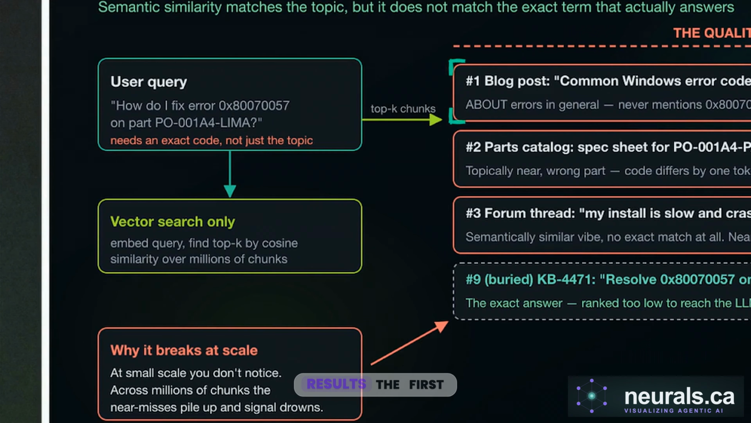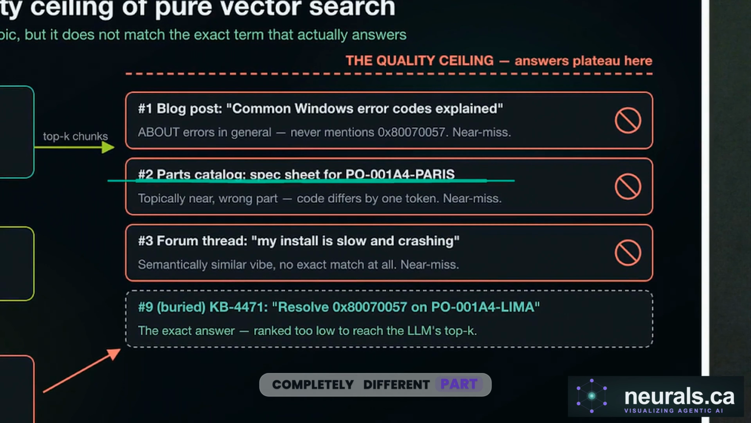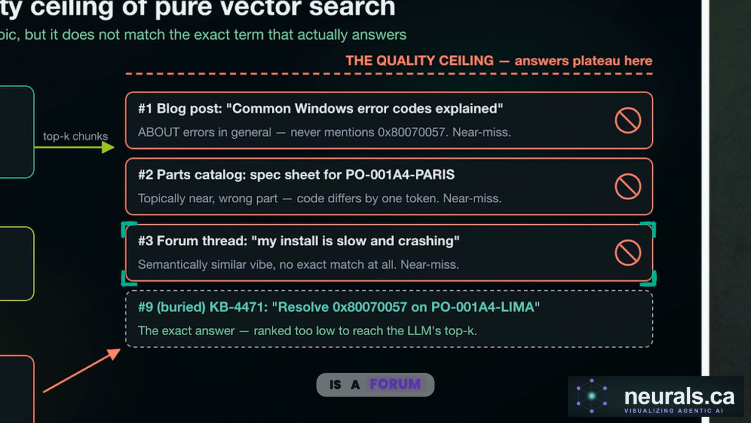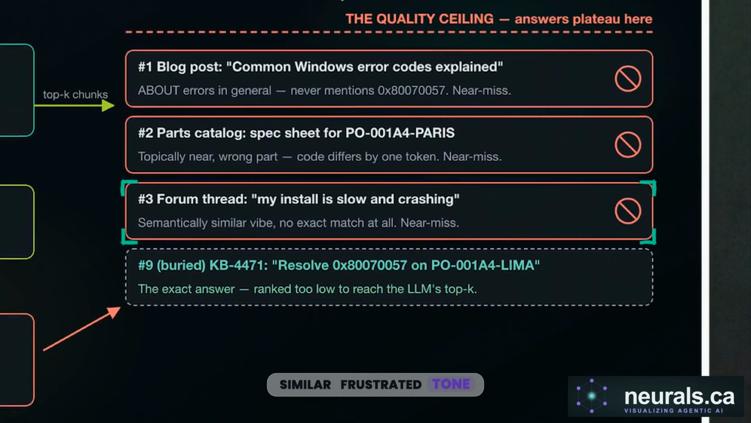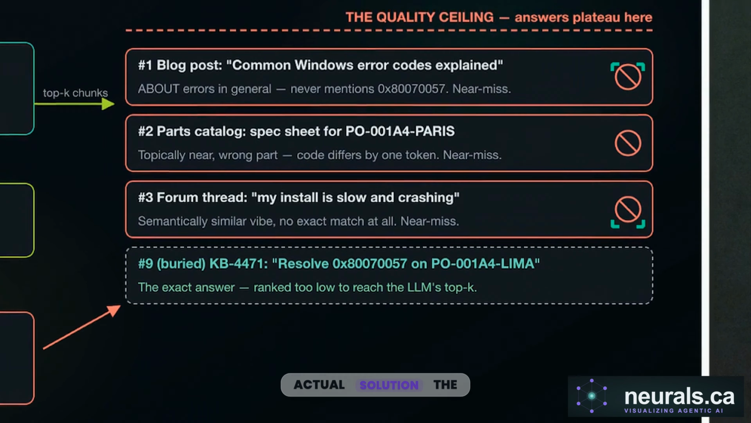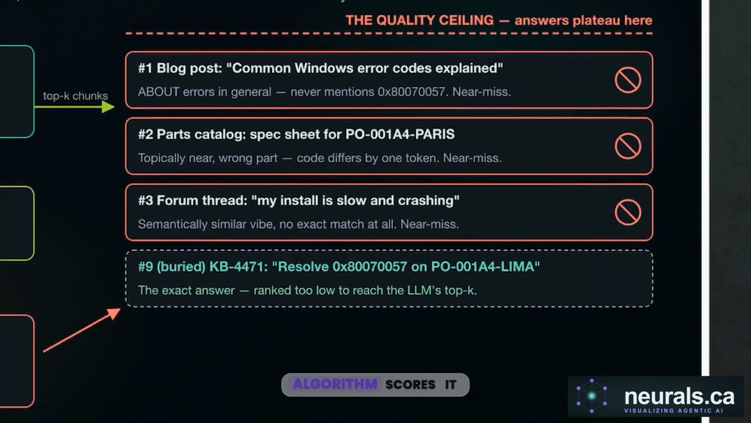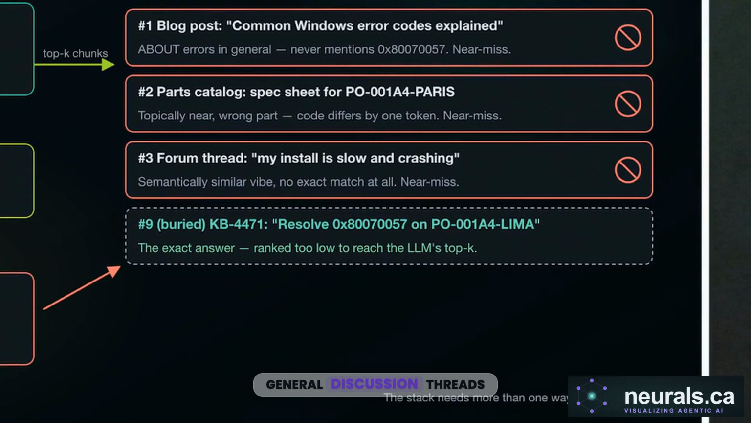Look at the top 3 results. The first is about errors in general. The second discusses a completely different part, PO-001A4-Paris, which differs by just 1 token. The third is a forum thread with a similar frustrated tone. They are all semantically close to the prompt, but none contain the actual solution. The exact knowledge base article containing the fix does exist in the system, but the similarity algorithm scores it lower than the general discussion threads.